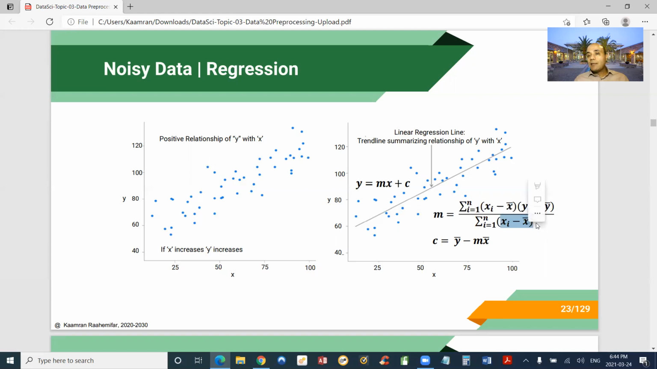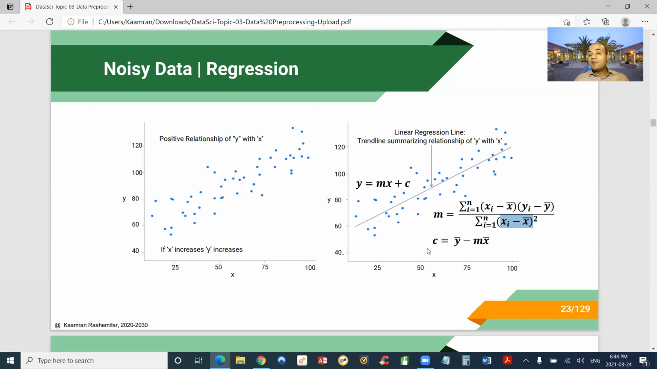And then you're going to take them to the power of 2. And then you're going to sum them up, the total one. That's the denominator. You do this division and it's going to give you the slope. So the slope of the line is going to be calculated the way you see on the screen.